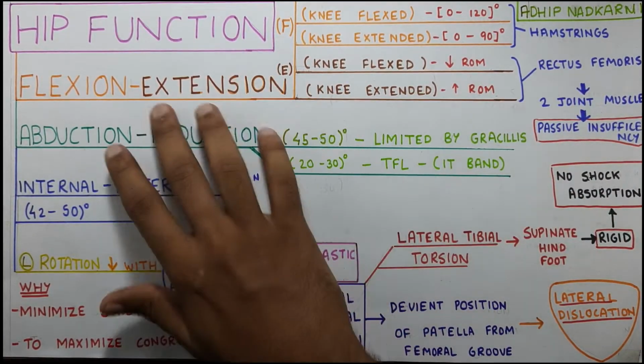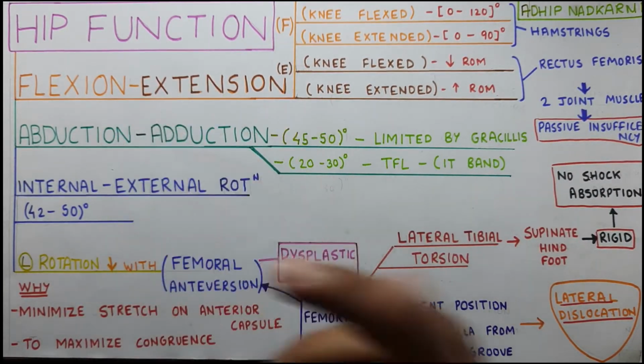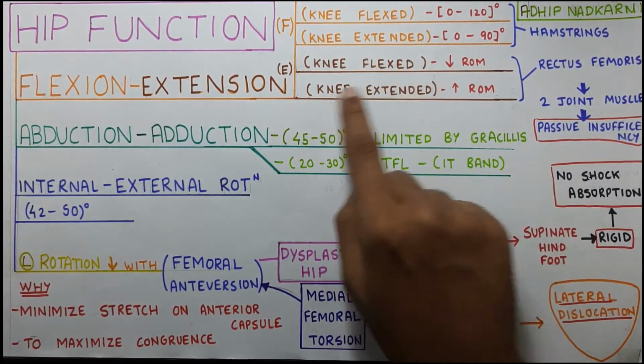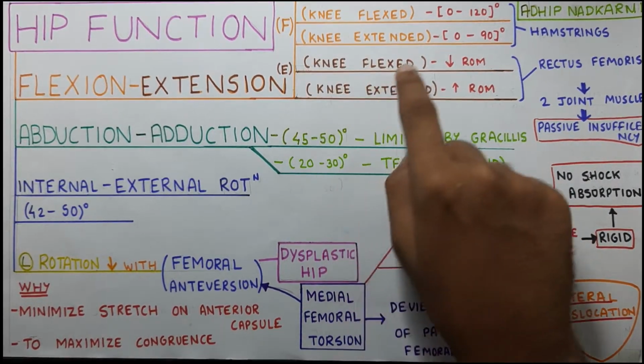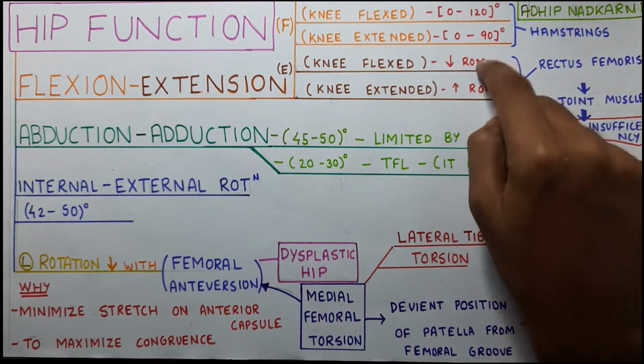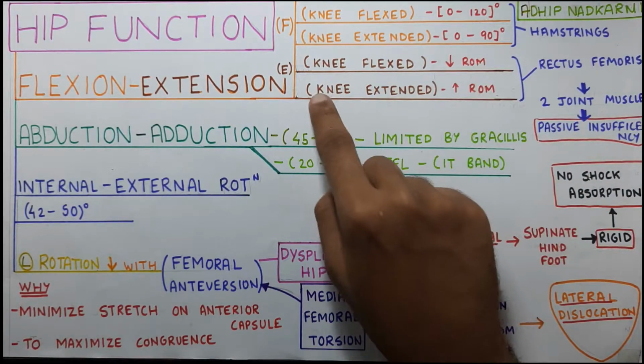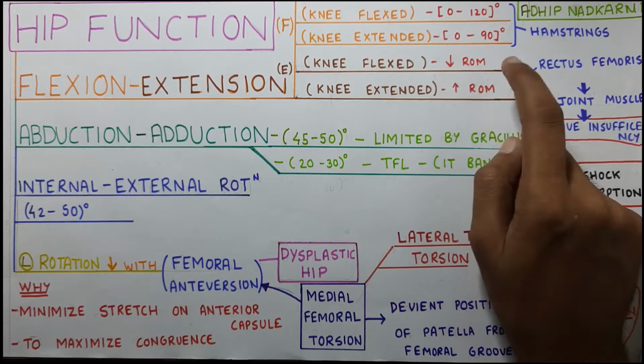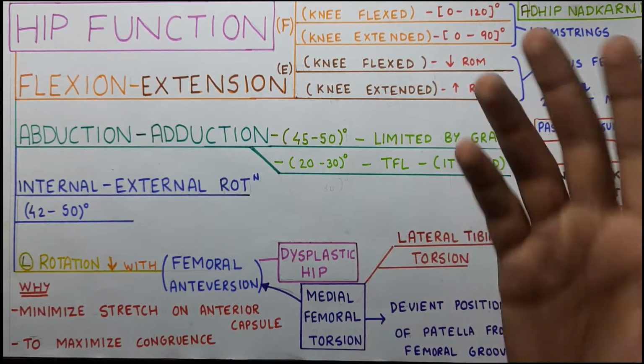Then going to the extension part. Now hip extension can also be done with knee flexed or knee extended. If your knee is flexed, the range of motion will reduce this time. Okay, and if the knee is extended, the range of motion will increase this time. You don't have to get confused about this.